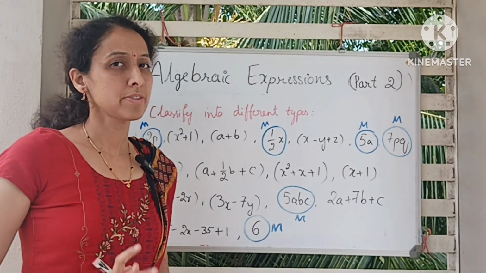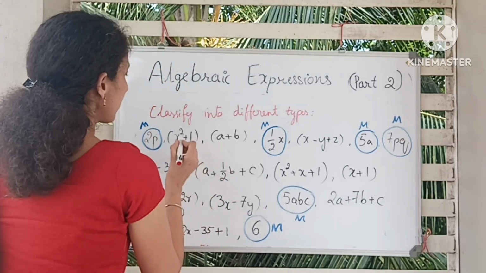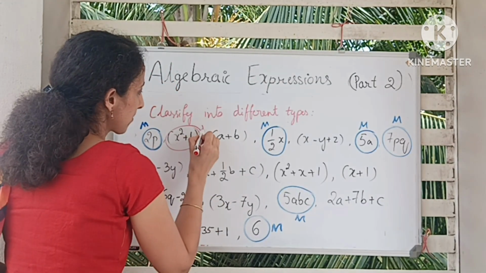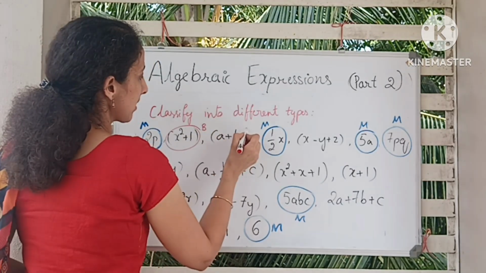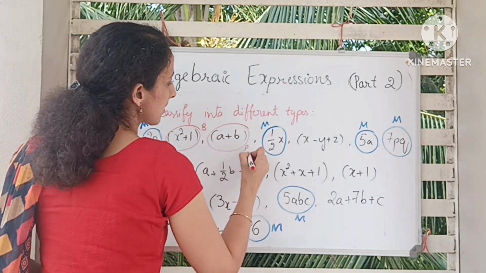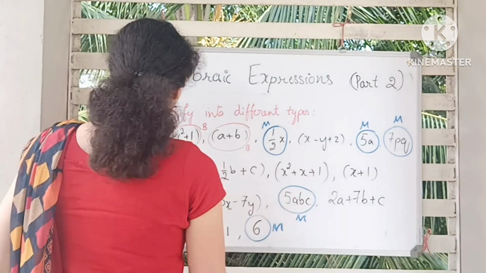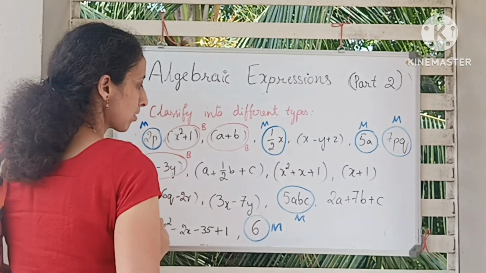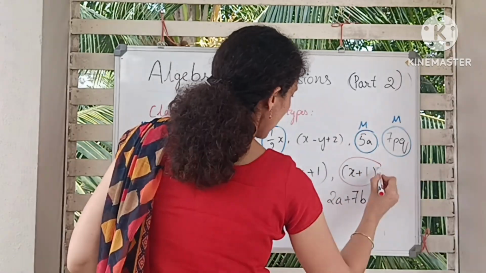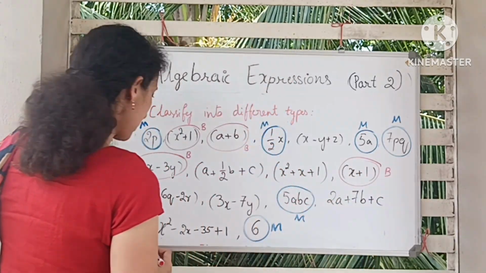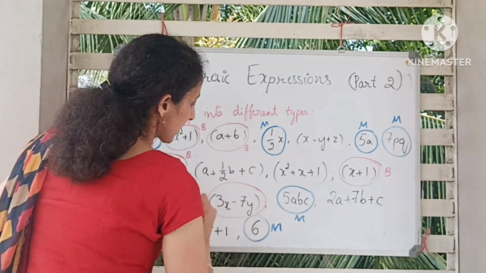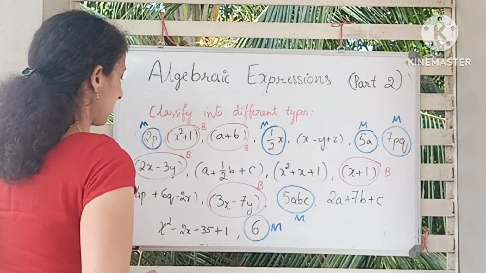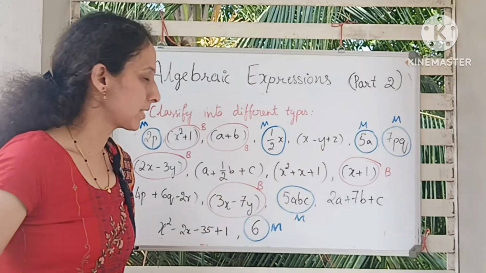Now let us see which are the binomials. x square plus 1 contains two terms, so this is a binomial. a plus b also contains two terms. This is a binomial. And 2x minus 3y is also a binomial. x plus 1 is a binomial. 3x minus 7y is a binomial. That's it. We have 5 binomials in this.